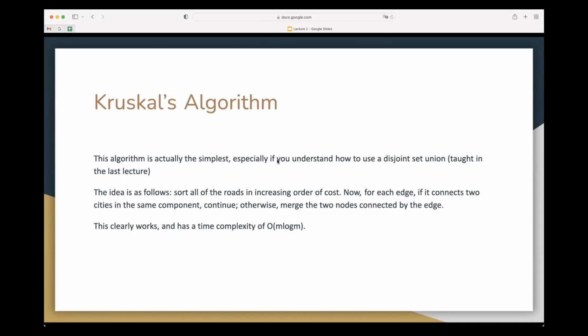So remember, with disjoint set union, we could merge 2 components, and we could check the identifier of a specific component. And so in order to check whether 2 cities are the same, we can just check whether the 2 identifiers are the same, and if they have the same identifier, that means they're in the same component. So that's a pretty neat way to implement Kruskal's algorithm, and it's actually very, very short, especially if you have a DSU template. It's really just sorting.